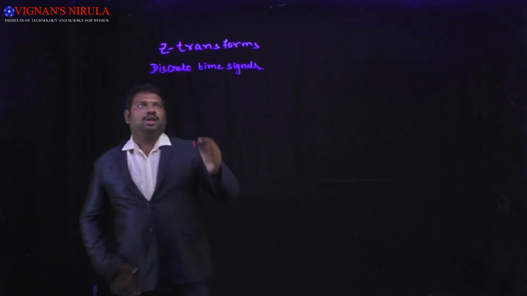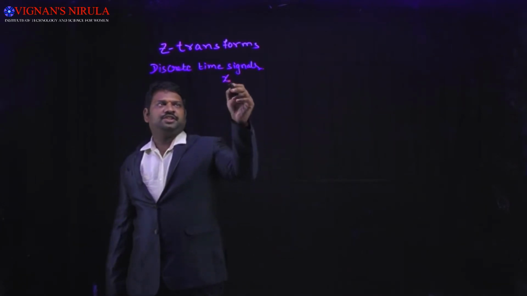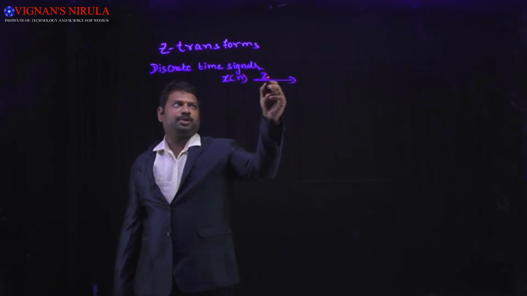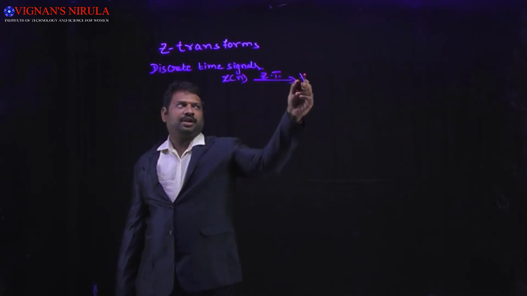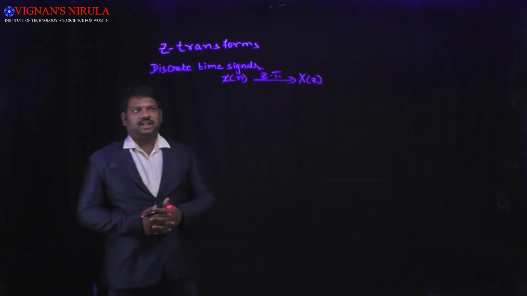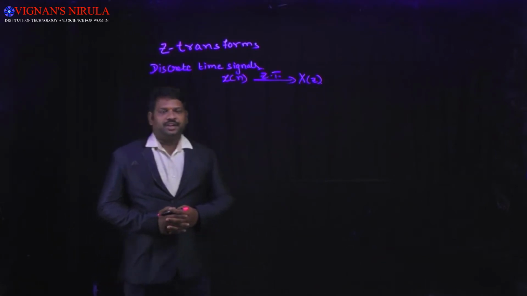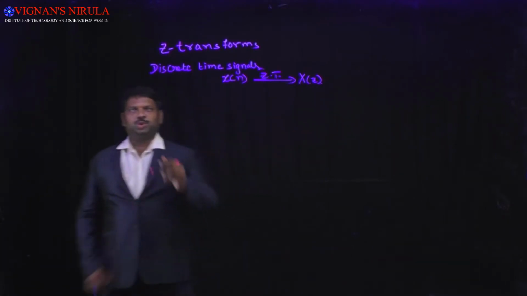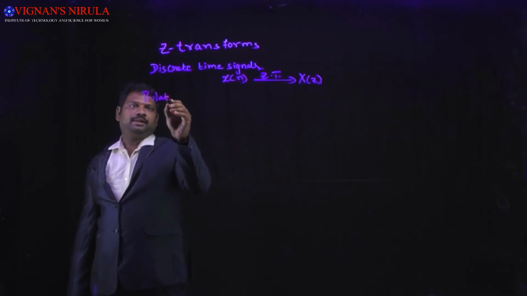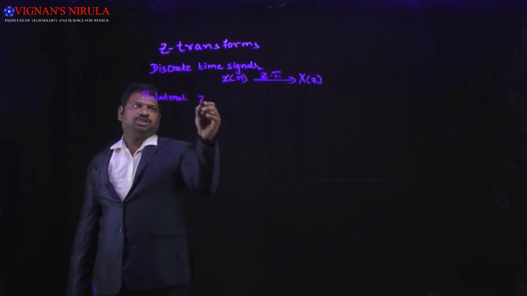Generally these discrete time signals will be represented as x of n and the corresponding Z transform will be represented as x of z. Generally, these Z transforms are of two types. The first one is the bilateral Z transform.